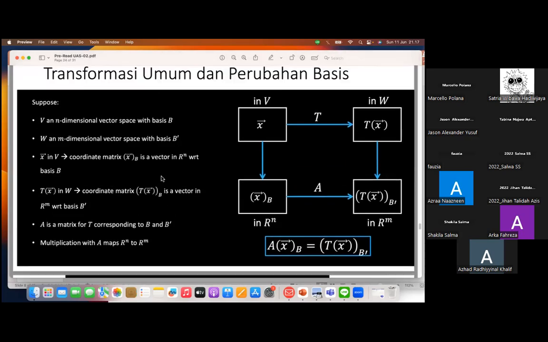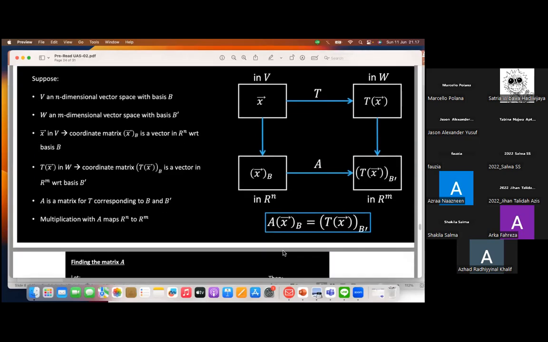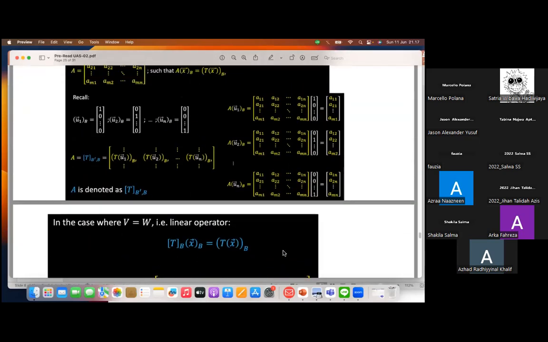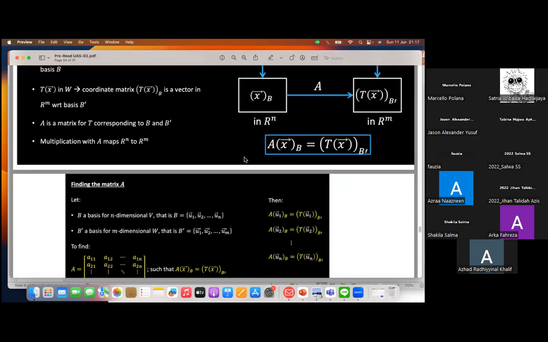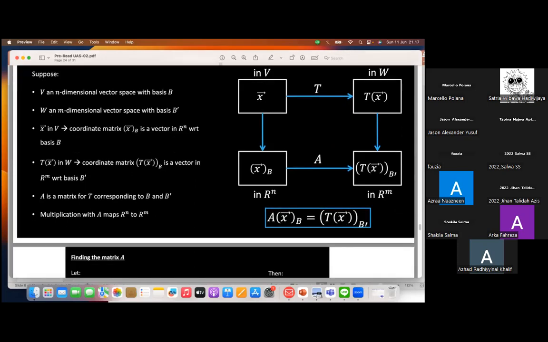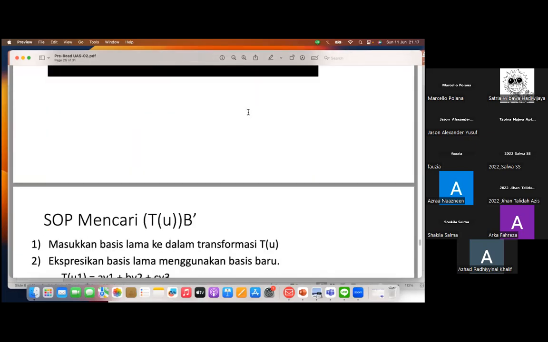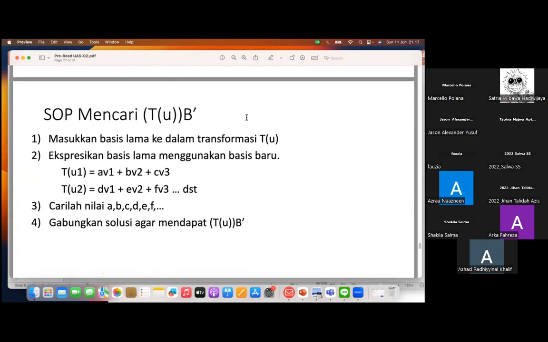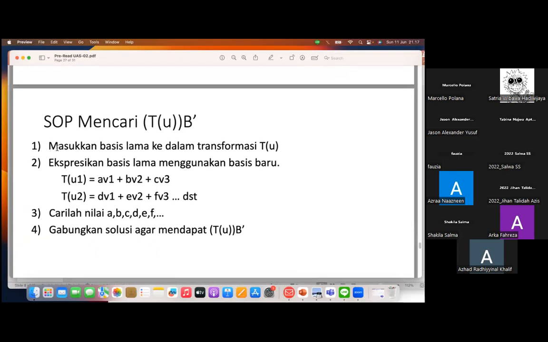Now this is where it gets confusing, which is general transformation that involves changes of basis. So usually questions will ask you to find this one, the matrix A. So let's say you have this X. Now if you want to understand this, go ahead, but I'll just tell you the gist of it, the general procedure. So let's say you have an old basis.